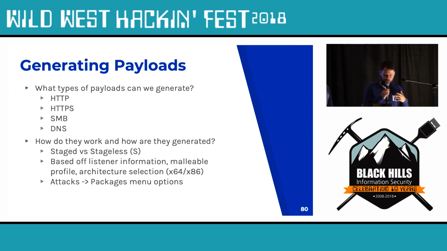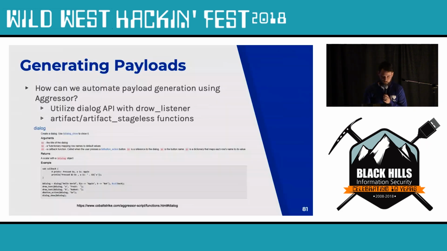So what types of payloads can we generate with Cobalt Strike, right? We have our HTTP listener, HTTPS, SMB, and DNS. How do they work and how are they generated? There's staged versus stageless. Staged is going to reach back out to your team server and grab the rest of the payload, whereas stageless is the full payload, which will be on disk. It's based off of listener information, your malleable profile that you set up, and your architecture selection, so 64-bit or 32-bit. And that's the way you generate payloads from the Attacks Packages menu.